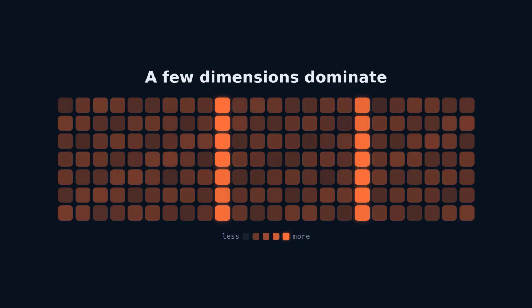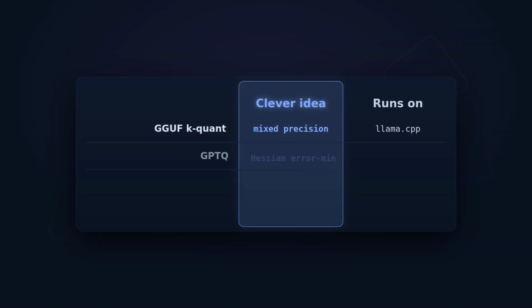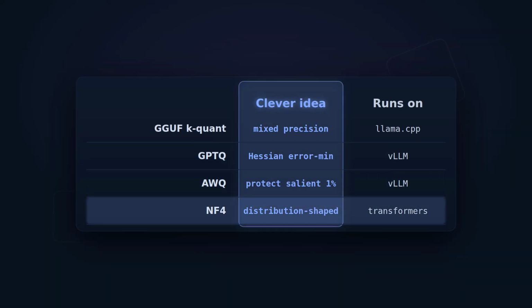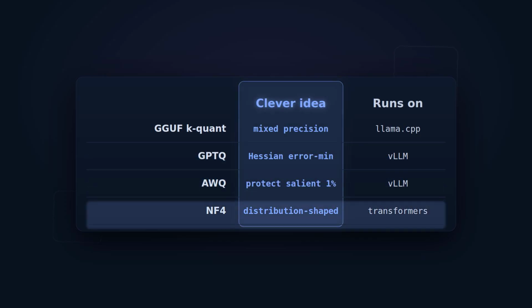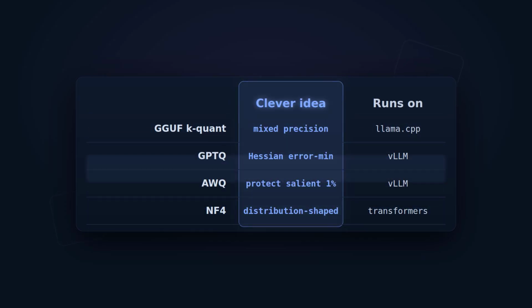Let's look at the 4 that matter. 4 families, 1 enemy, each one built around a single clever idea. The first refuses to compress the troublemakers at all. It keeps rare outlier dimensions in high precision, quantizes everything else to 8 bits, then stitches the 2 paths back together. The second walks the weights and asks how sensitive each one is. It adjusts the surviving values to cancel out the error introduced, fitting each small group as tightly as possible.